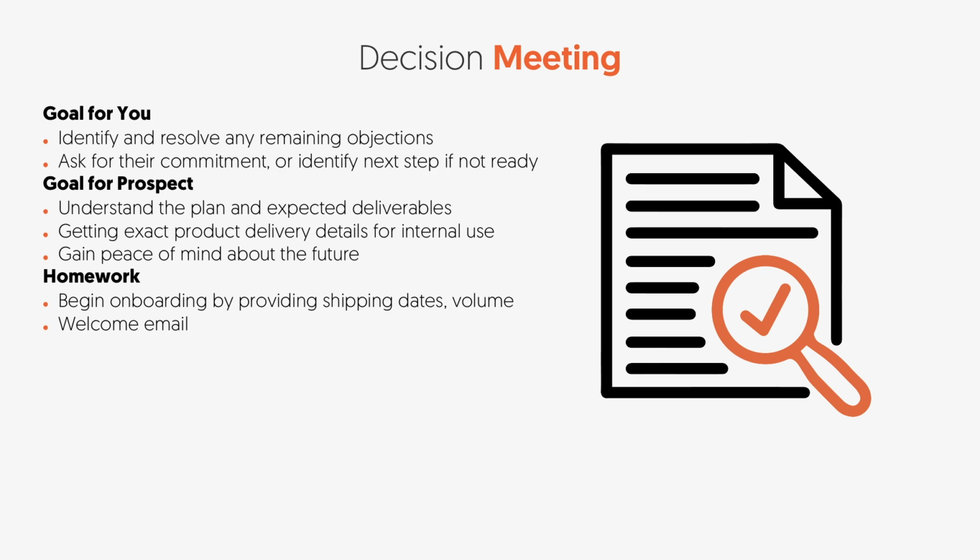Goal for the prospect is to understand the plan and the expected deliverables: what they're exactly going to get, how it's going to work, and any implementation, time, or cost. And homework assignments would just be onboarding, setting the start date, figuring out when it's going to happen, and of course the welcome email or kickoff calls.